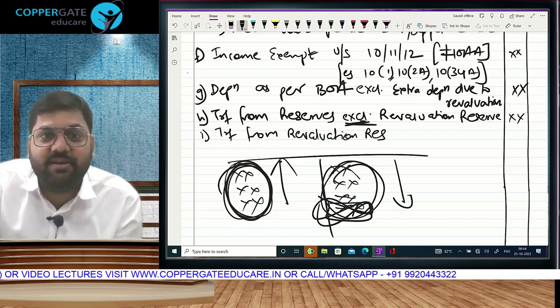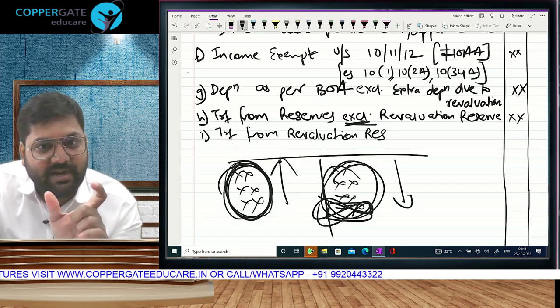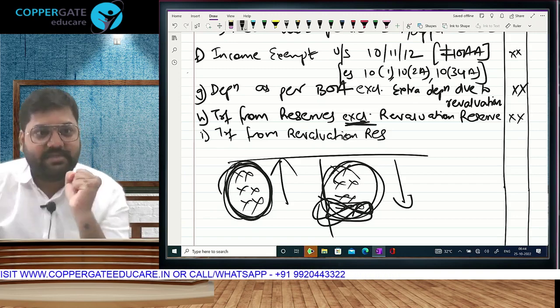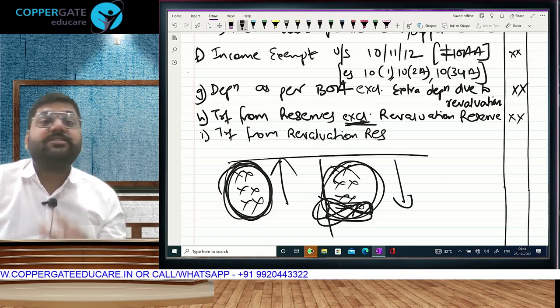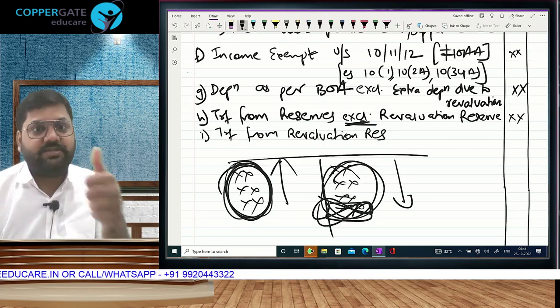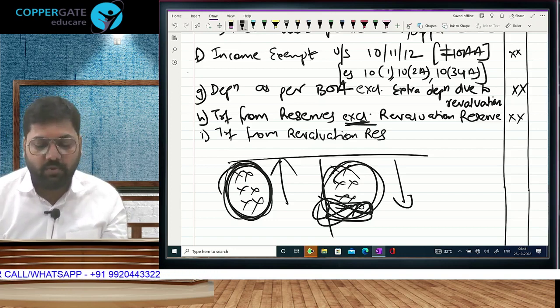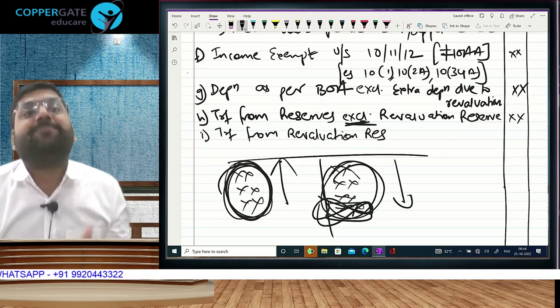And of course, if there is revaluation, the add amount will be the total. The less amount will be the correct, logical depreciation. Automatically, revaluation will be disallowed. Then we came to the second part. Transfer to reserve, add. Transfer from reserve, less. Transfer to reserve, add. Transfer from reserve, less. But from, we are excluding revaluation because that is separately covered.